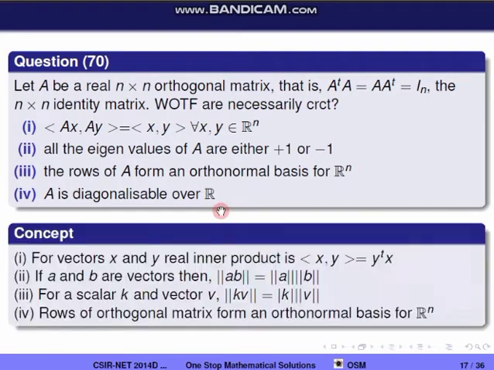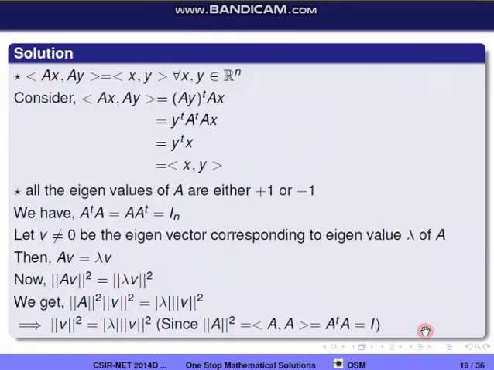So we'll look into the concepts used. Concept 1: for vectors x and y, the real inner product of x, y is equal to y transpose x. Concept 2: if A and B are vectors, then norm AB is equal to norm A into norm B. Concept 3: for a scalar k and a vector v, norm kv is equal to modulus k into norm v. Concept 4: the rows of an orthogonal matrix form an orthonormal basis for Rn. So now we'll check the options one by one.